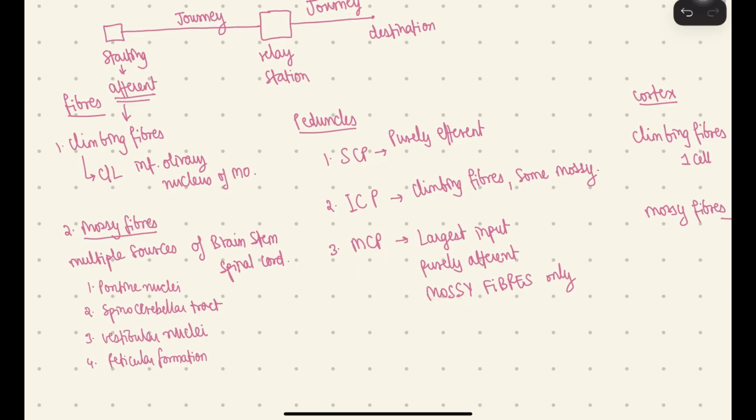So this was the journey. These were the starting fibers. They start from the inferior olivary nucleus and multiple sources, that is pontine, reticular, spinocerebellar, and vestibular, and they travel through the cerebellar peduncles, that is the ICP and MCP. They come to the cerebellum.